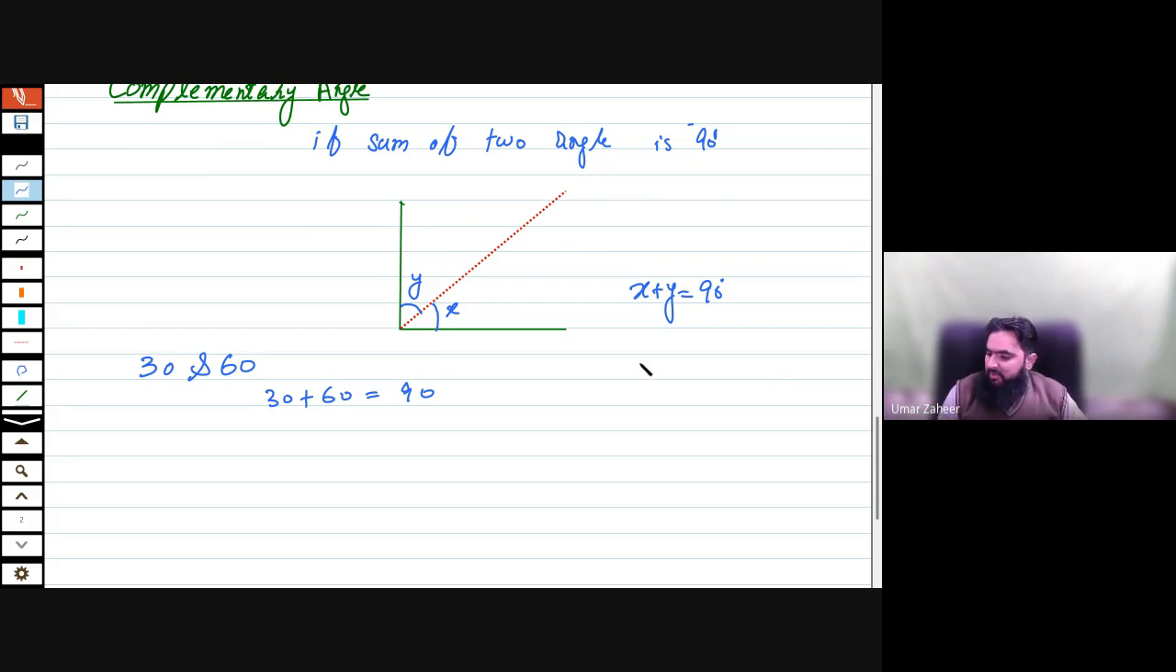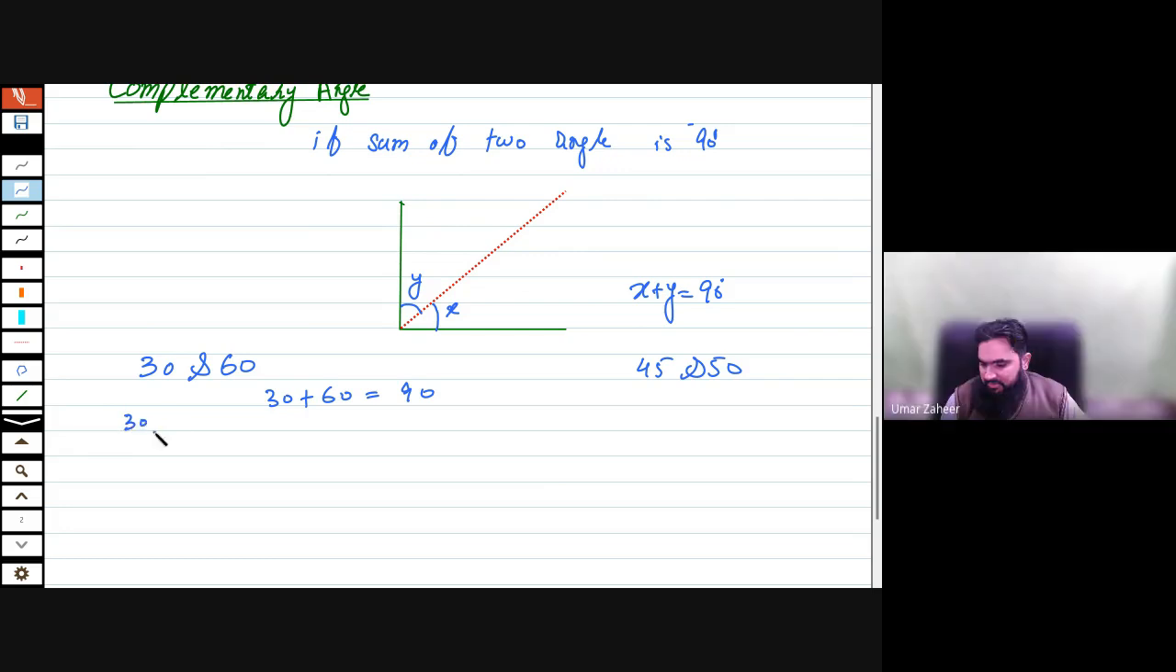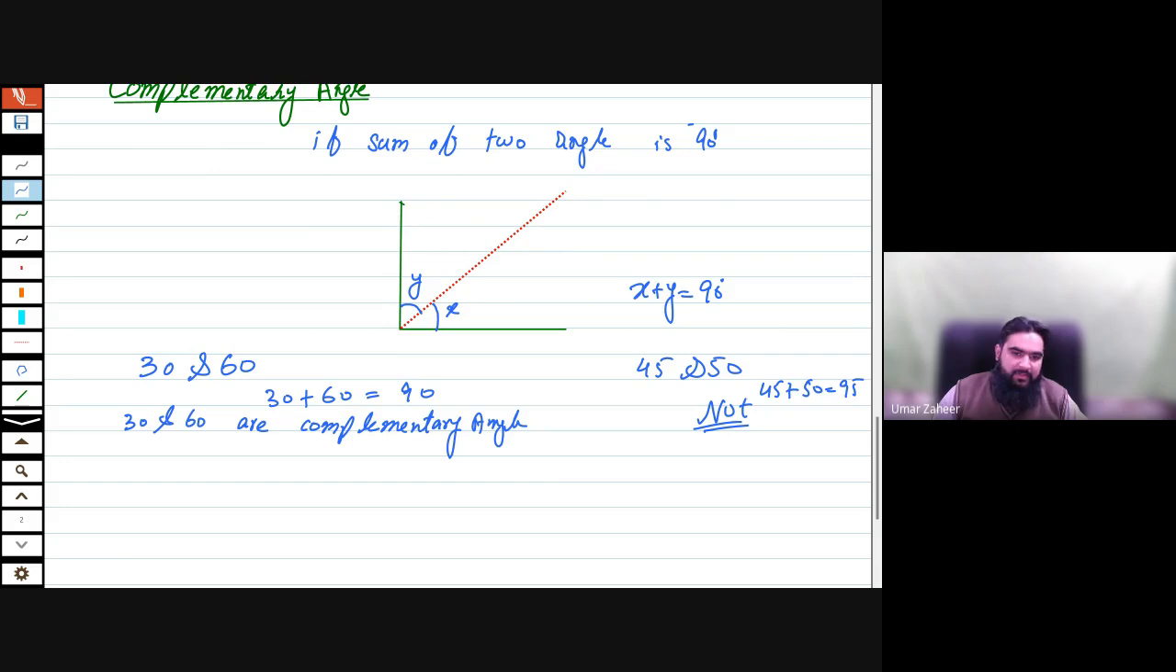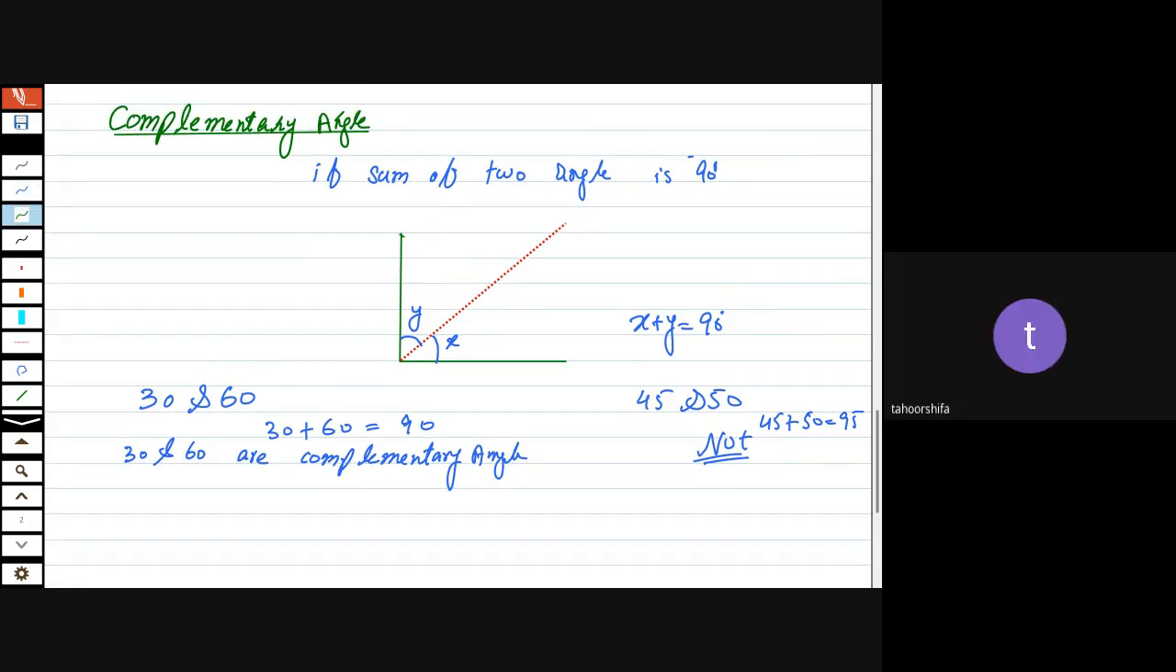In the same way, you have 45 and 50. Are they complementary? No. 30 and 60 are complementary angles. Here, obviously, they are not complementary because their sum is not equal to 90 degrees, it is 95. Is complementary angle clear? Yes, sir.